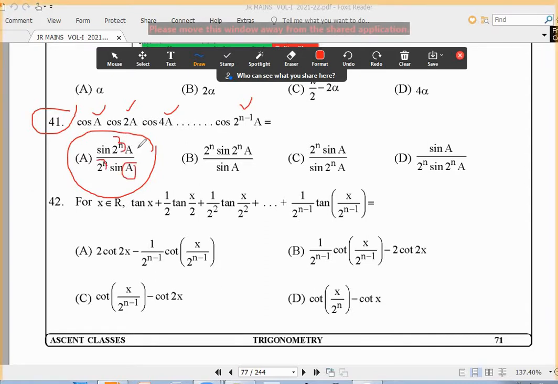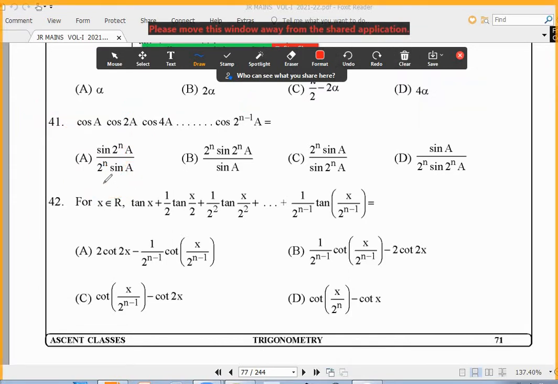I think you derived this one before. We derived it, and the answer is option A only. So put n equal to 3. You'll get sin 8A by 8 sin A, and A is pi by 7. So we derived this formula in the class.